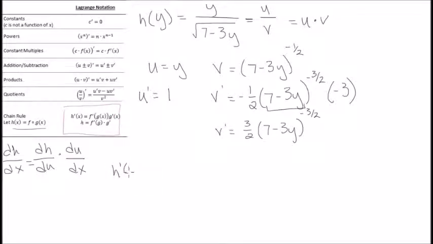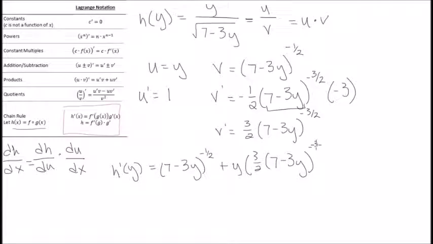Finally, the derivative of h with respect to y is going to be the derivative of u times v unchanged, so that would be 7 minus 3y to the negative 1/2, plus u, which is y, times the derivative of v, 3/2, 7 minus 3y to the negative 3/2 power. So if you want to, you can simplify that a little bit farther, but for the sake of time, we'll leave that there.